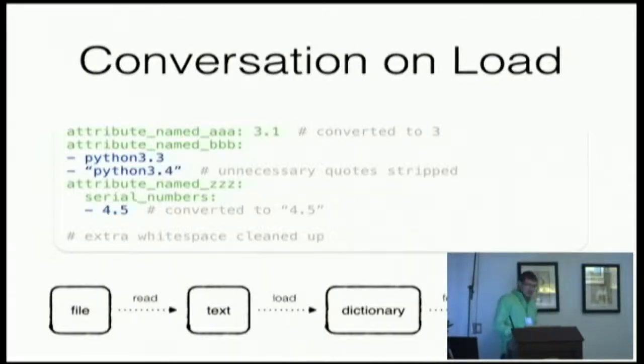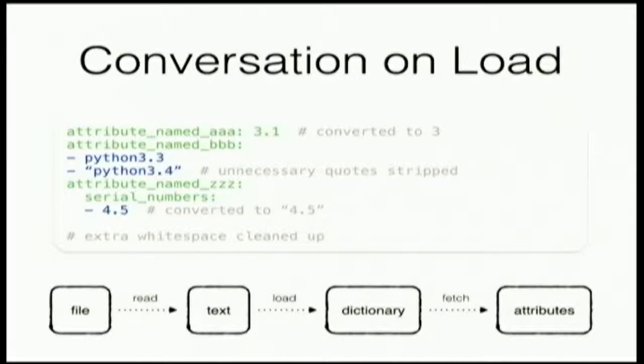To reverse this process, the text is read from the file, parsed as YAML into a dictionary, and then the dictionary values are converted back into the original attribute types. So when you're using the object, it's invisible to you. And this process in YORM is called fetching.